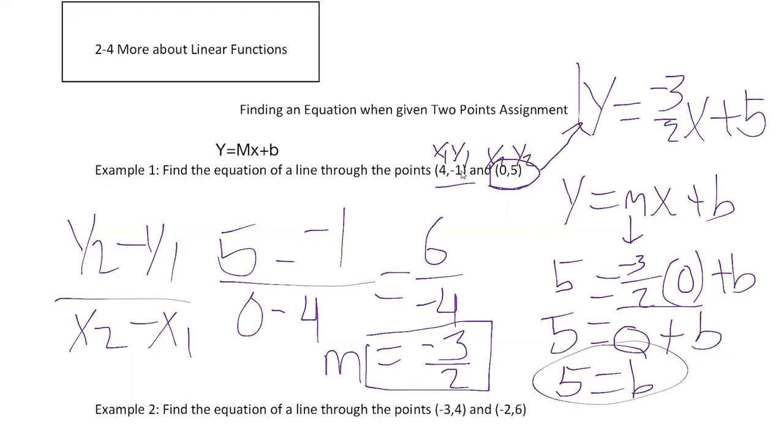You want to write the equation of the line. This is something we could graph. I would start up 5, and then my slope, rise over run, would be down 3, right 2. So we found the equation of our line.